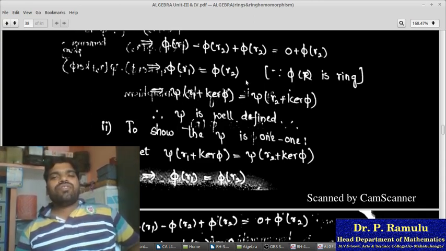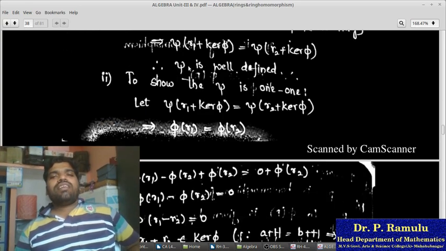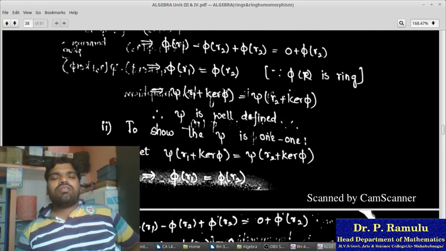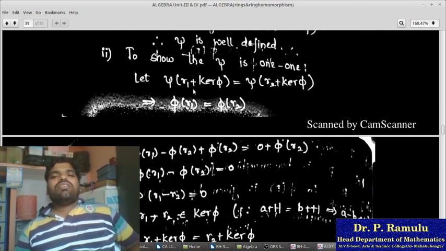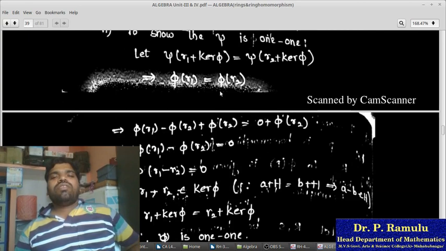This is the definition. Therefore, psi is well defined. To show psi is 1-1, I take two elements whose images are equal. Psi of R1 plus ker pi equals psi of R2 plus ker pi, which implies, by definition, pi of R1 equals pi of R2.